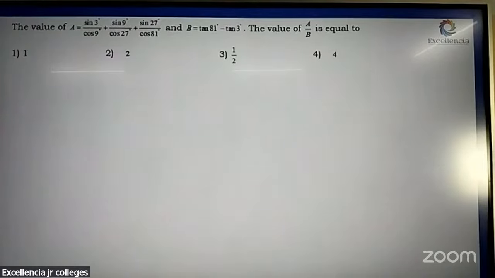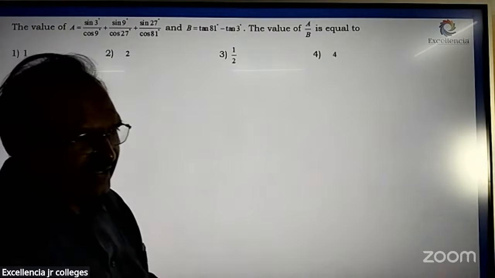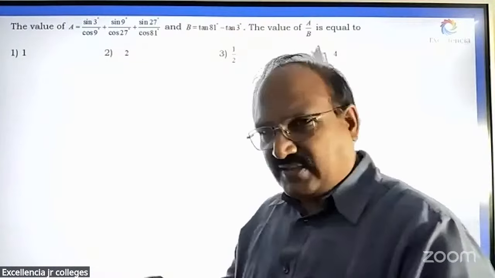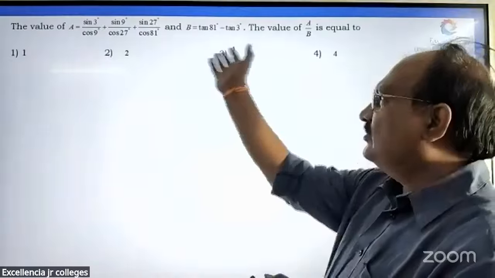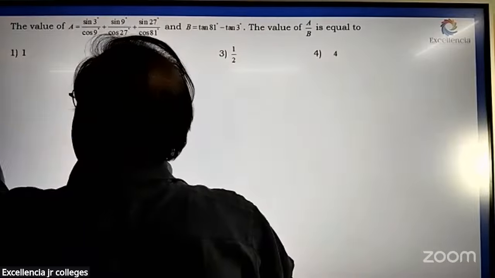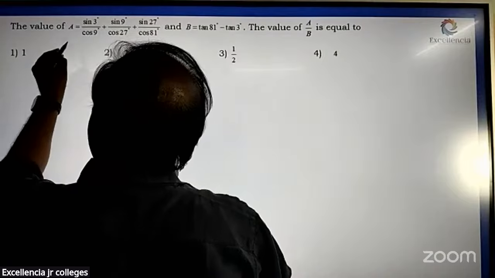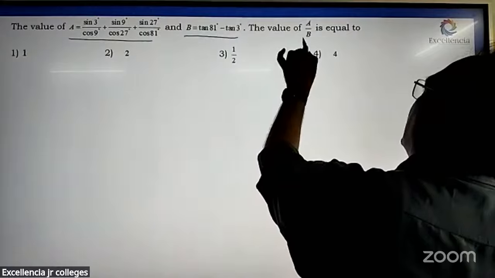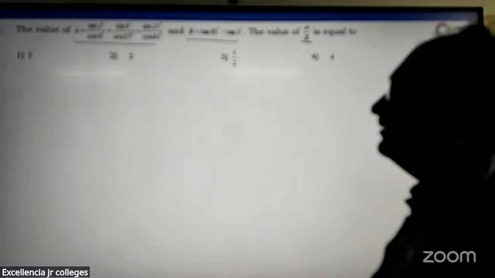A very, very interesting question. It has been given many times. When you observe the JEE Mains question papers from 2021, 2022 onwards, the same question is repeated many times. The value of A is equal to this, and B is equal to this. Then the question asks for the value of A by B.